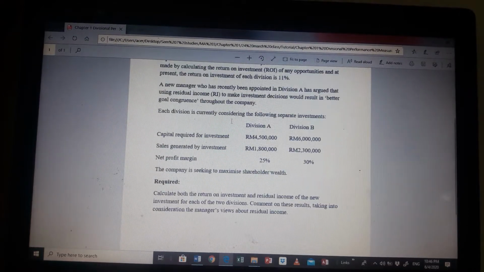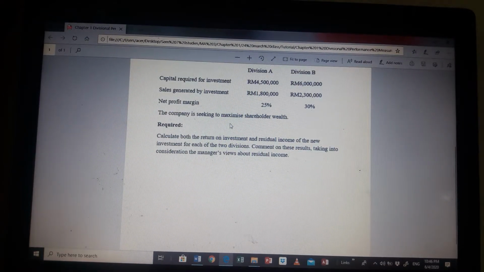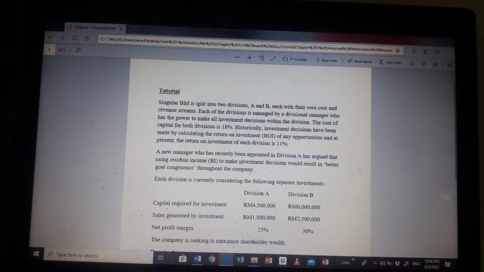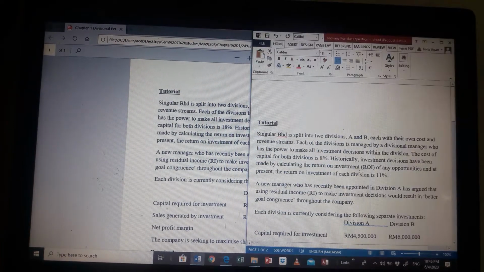So number one, let's calculate the ROI, and then let's calculate the residual income, and then let's comment on the results. Because as management accountants, the most important thing for you to do is that you want to give the best decision for the managers to uptake. You want to find the best solution, you want to find the best countermeasures for the particular division. So let's see the answers.